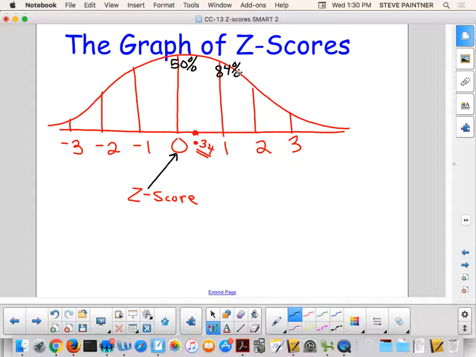It would be 50% right here, plus the 34, plus 13.5. Add this piece onto that piece. A z-score of 2, you are in the 97.5 percentile, which means you did better than 97% of the people. Okay, if you have a z-score of 3, what's your percentile now?